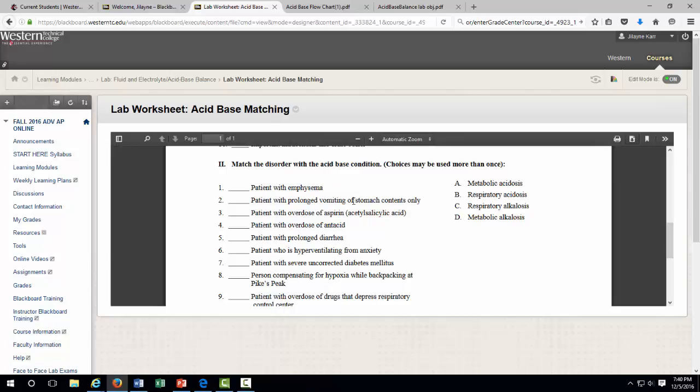Okay, prolonged vomiting of stomach contents only. So you're losing hydrogen ion. What would that be? Metabolic alkalosis, right, letter D. Patient overdoses on aspirin, and aspirin is acetylsalicylic acid.